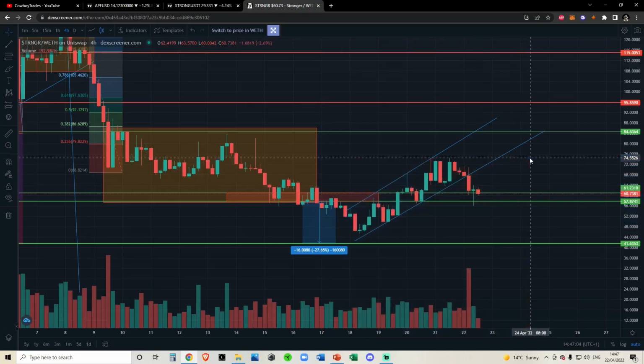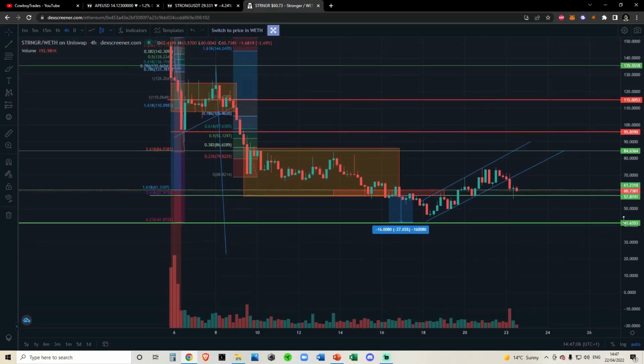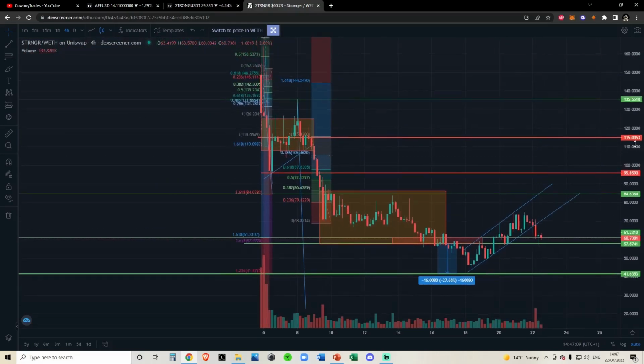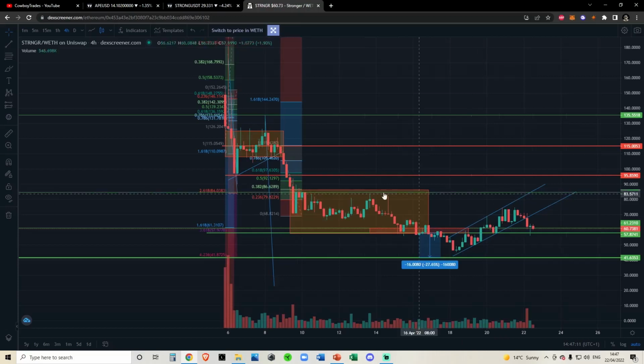So for me to be bullish, nothing's changed. I said this in my last video, I would absolutely not consider entering Strong until we break above this previous rejection point. You can see this is going to be a strong area to break above. I've talked about this before, how we have these accumulation ranges.